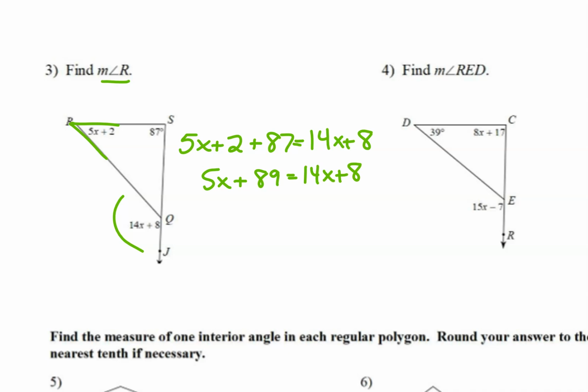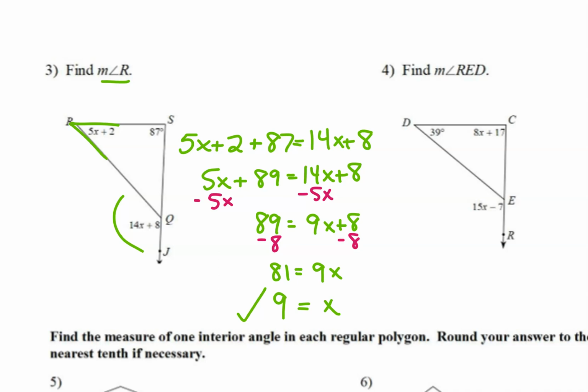And then since we have variables on both sides, we need to get the variables all to the same side and the numbers to the other side. So I would start by subtracting the 5x. 89 equals 9x plus 8. Subtract the 8. We get 81 is equal to 9x. So x is equal to 9.